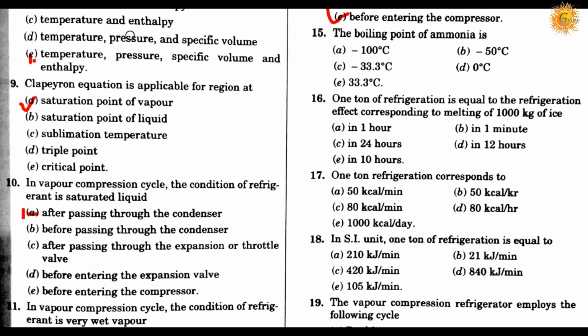Question number 15. The boiling point of ammonia is option A, minus 100 degrees centigrade. Option B, minus 50 degrees centigrade. Option C, minus 33.3 degrees centigrade. Option D, 0 degrees centigrade. Option E, 33.3 degrees centigrade. So the correct answer is C. It will be minus 33.3 degrees centigrade.